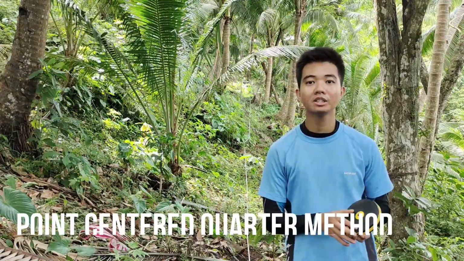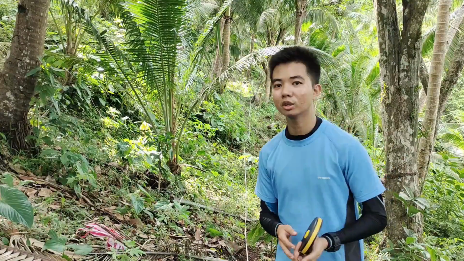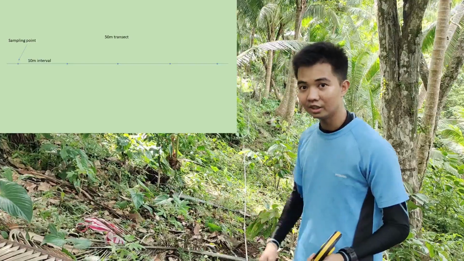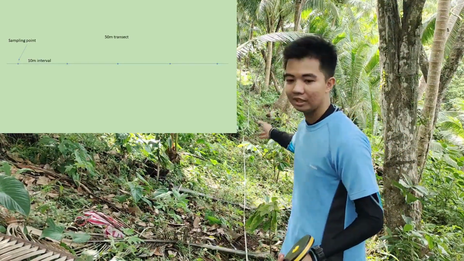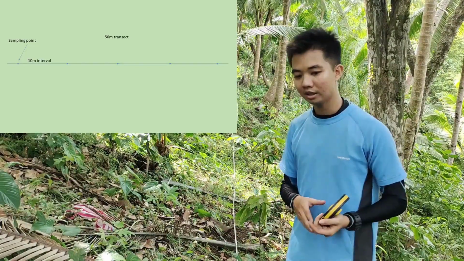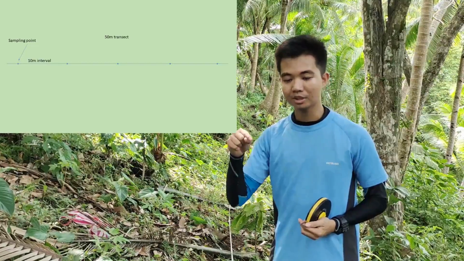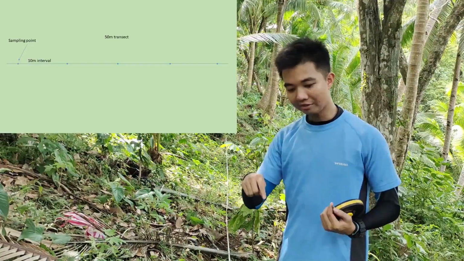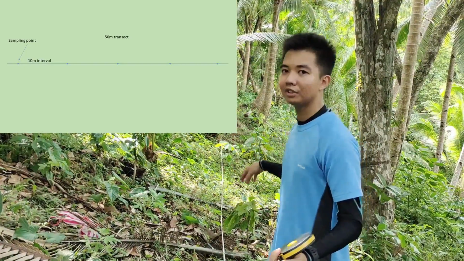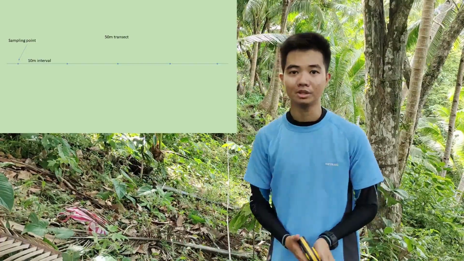Right, so the next thing that we're going to have is the point center quarter method. To do this, we're going to first establish our 50 meter transect line. It's been laid already, and within this 50 meter transect line, we're going to establish 5 sampling points. In this case, we're going to have sampling points at 5 meters, 15, 25, and so on. So it's going to have a 10 meter interval from sampling point to sampling point.